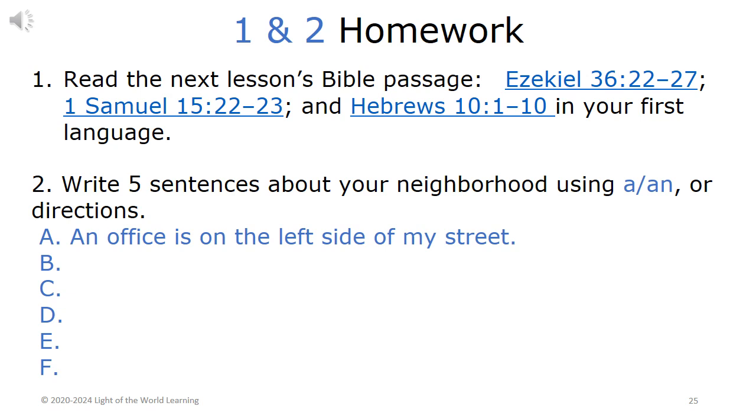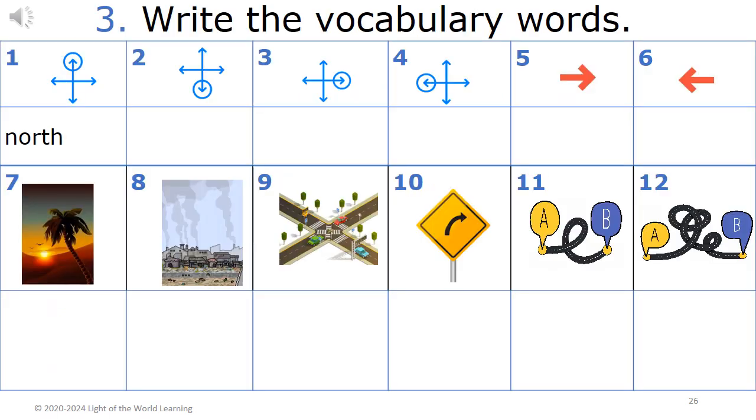Homework. 1. Read the next lesson's Bible passage: Ezekiel chapter 36, verses 22 through 27; 1 Samuel chapter 15, verses 22 through 23; and Hebrews chapter 10, verses 1 through 10 in your first language. 2. Write 5 sentences about your neighborhood using a, an, or directions. For example, A. An office is on the left side of my street.